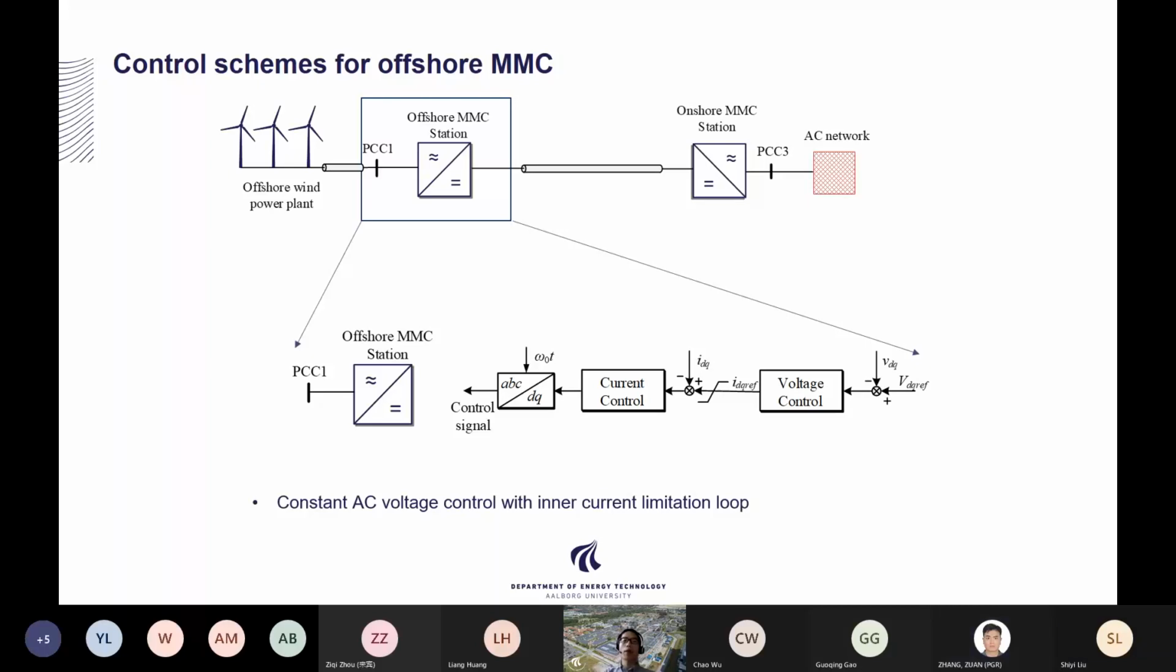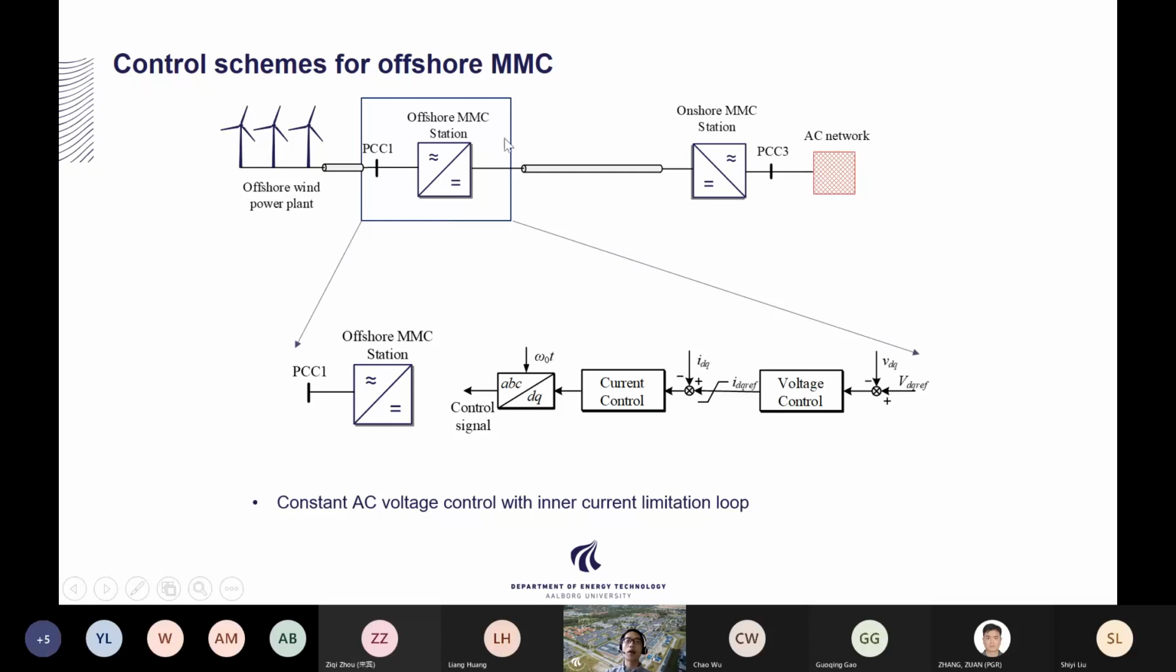I know your point. You may think that for this offshore MMC, because it controls its current, it might conflict with the control target of the grid side converter of the wind turbine, which also controls its current. That is your point, right? Yes. Okay, I may answer this question in this way.